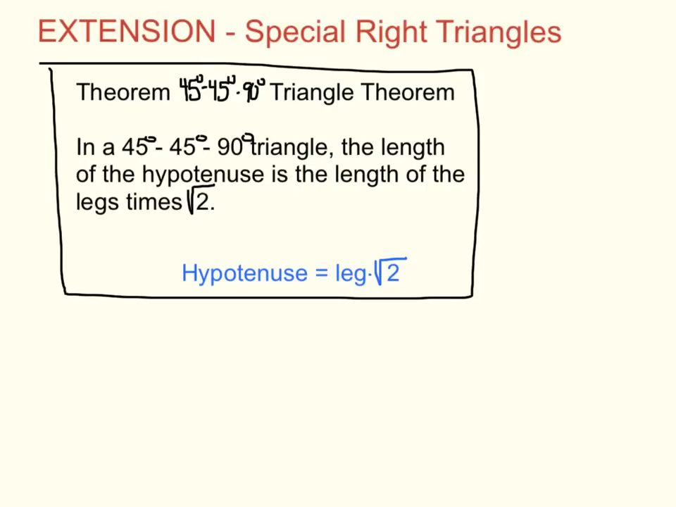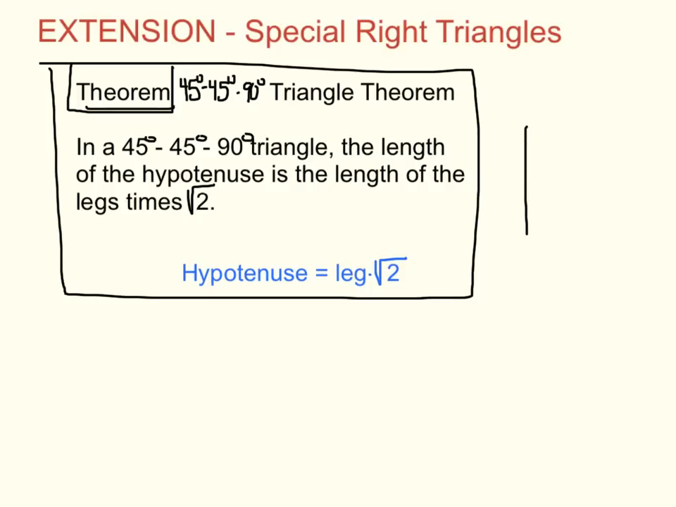All right, this is a theorem. Now, if you don't know what a theorem is, it's something that's already proven true. So your theorem, in this case, is the 45-45-90 degree triangle theorem. Here's what it says. In a 45-45-90 degree triangle, the length of the hypotenuse is the length of the legs times square root of 2.